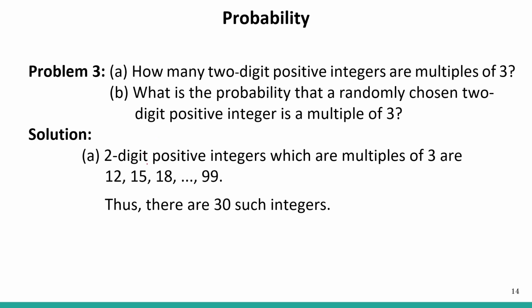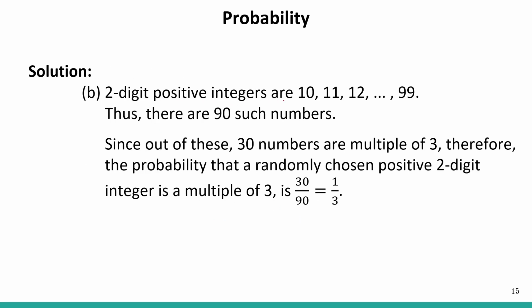So let's see the step-by-step solution. The 2-digit positive integers which are multiples of 3 are 12, 15, 18, up to 99. So there are 30 such integers. The 2-digit positive integers are 10, 11, 12 up to 99, so there are 90 such numbers. Since out of these only 30 numbers are multiples of 3, the probability that a randomly chosen 2-digit positive integer is a multiple of 3 is 30 by 90, because probability of E is equal to cardinality of E by total cardinality of the sample space, which is 30 by 90, equal to 1 by 3.